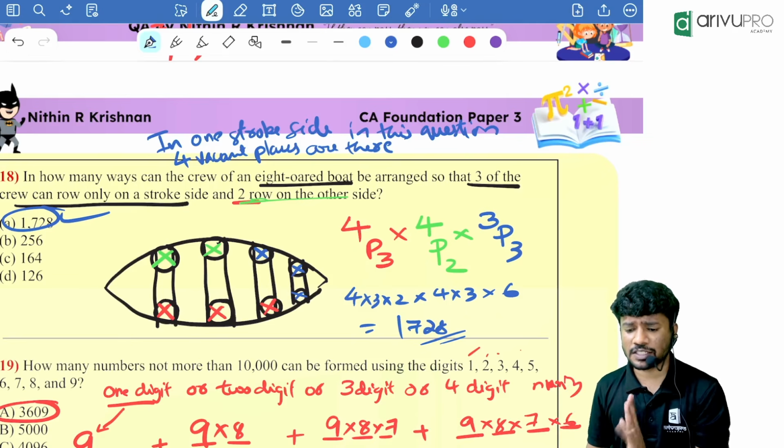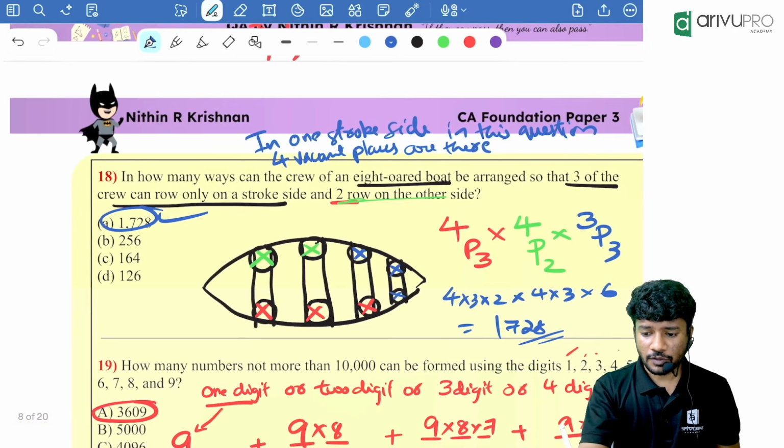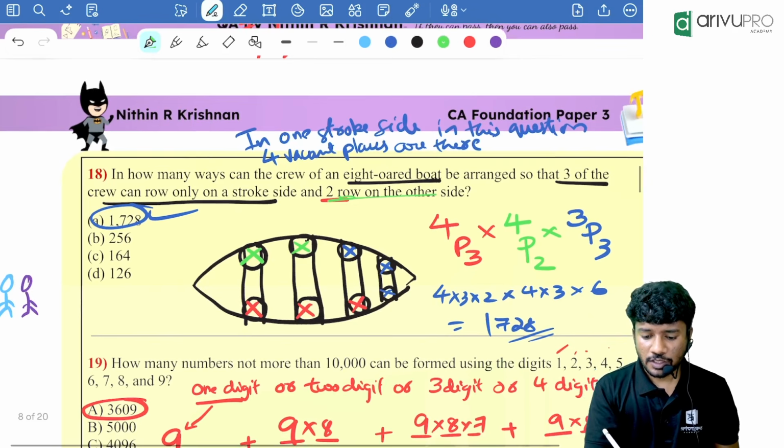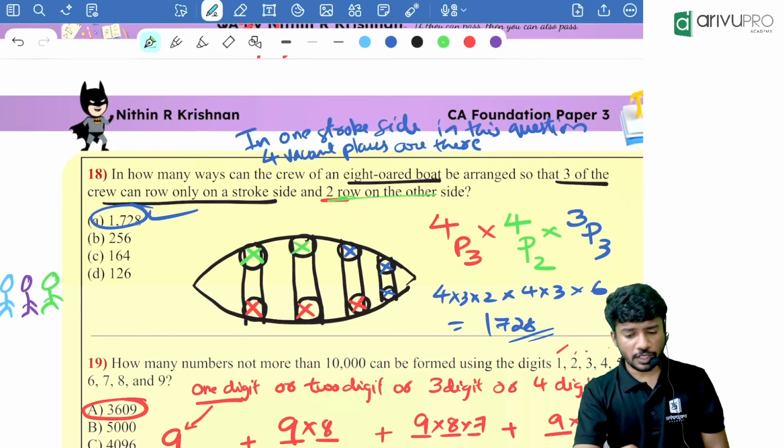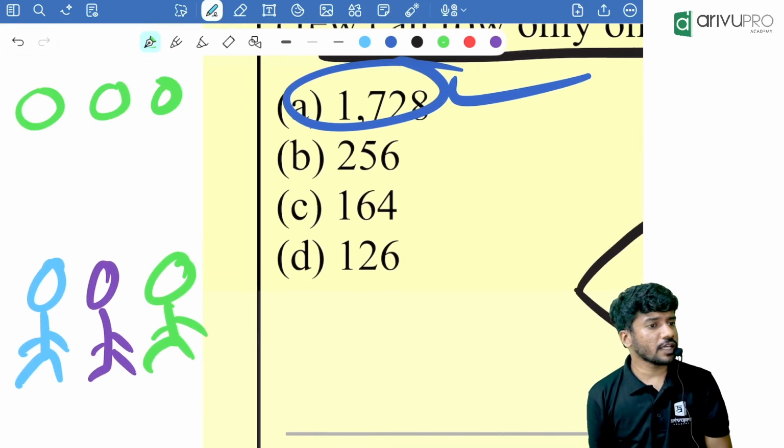What if it was a 10-oar boat? 3p3. Yes, I can explain 3p3. Shruti, you think about it. For example, our blue boy is there, then our violet boy is there, and our green boy is there. 3 people are there. They can be seated in the 3 places. 3 vacant places are there.